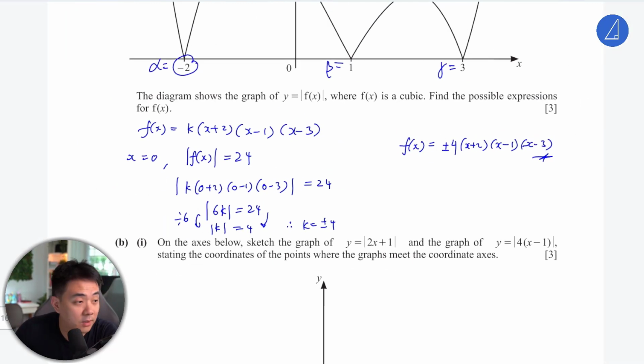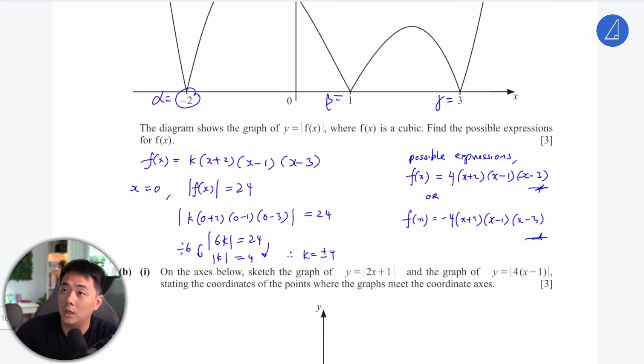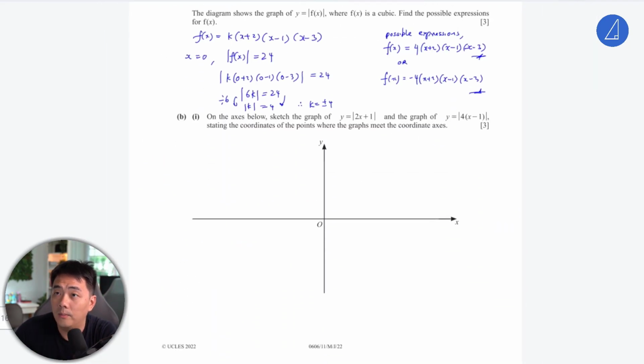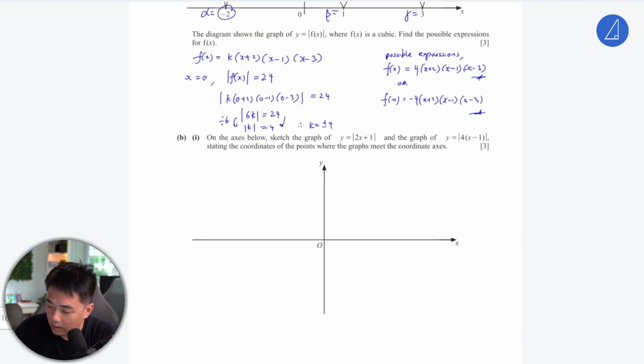Okay, so plus minus 4. Okay, great. So that's part 4a. The possible expression I've written down too.